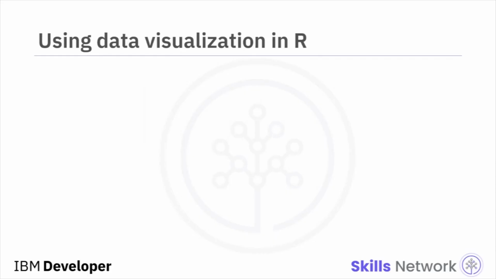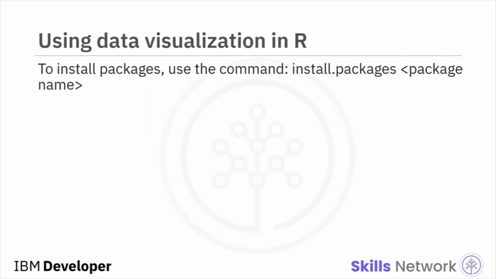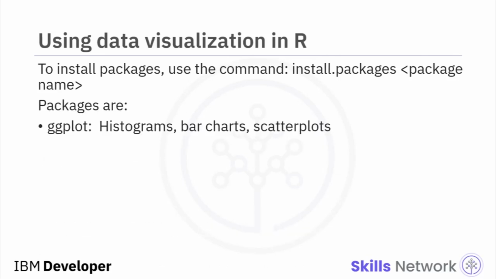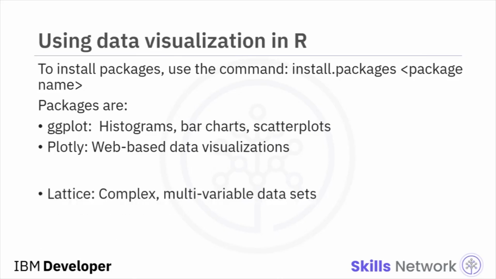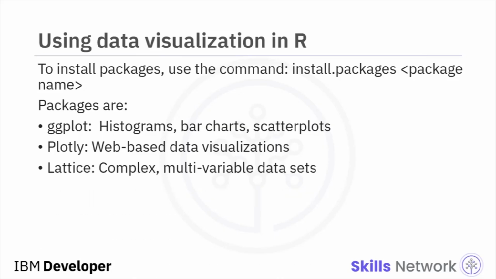R has different packages for data visualization that you can use based on your requirement. To install these packages in your R environment, use the install.packages command and the package name. Examples of R packages include the following. ggplot is used for data visualizations such as histograms, bar charts, scatter plots, and so on. It allows adding layers and components to a single visualization. Plotly is used for web-based data visualizations that can be displayed or saved as individual HTML files. Lattice is used to implement complex multivariable datasets.